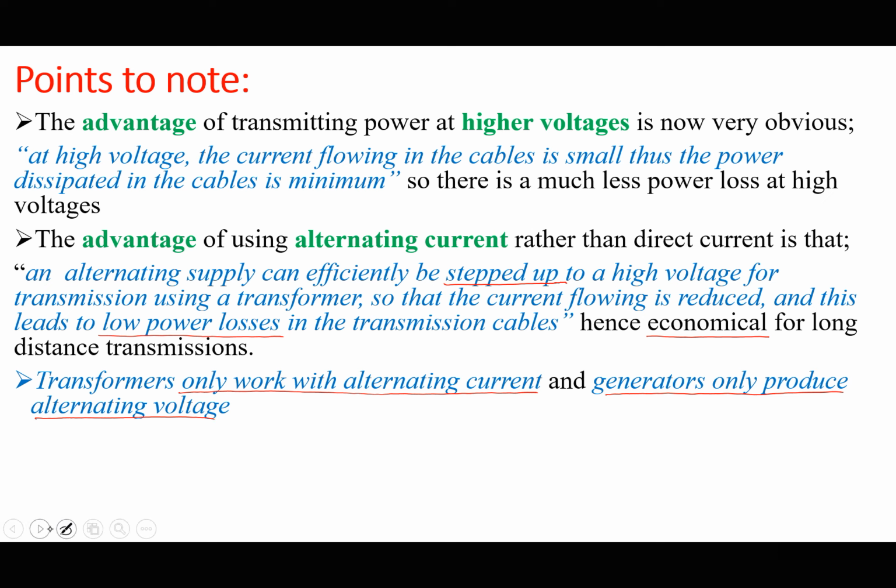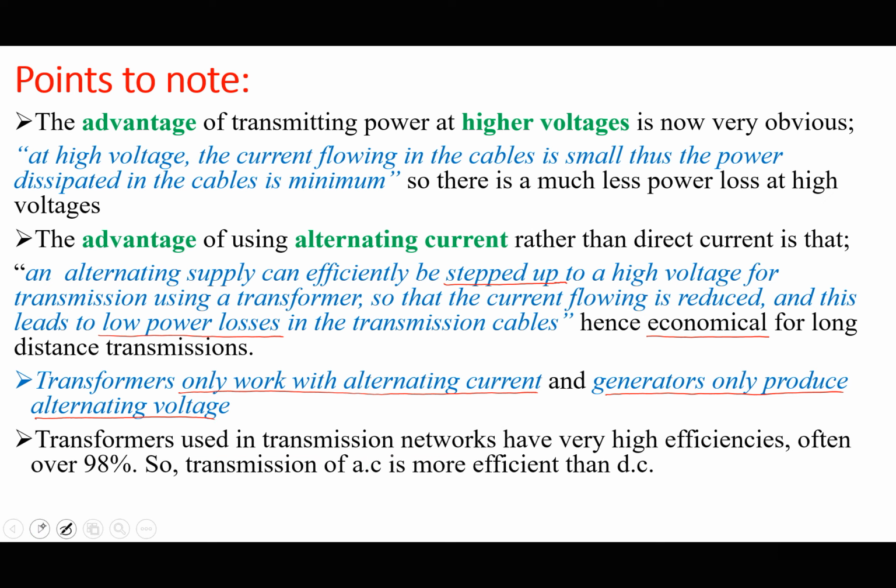Finally, the final note we need to have here: transformers used in transmission networks have very high efficiencies. I said it is between 95 to 98 percent. So transmission of AC is also more efficient than DC. Because transformers have high efficiency, it means transmission of alternating current is normally more efficient than transmission of DC.